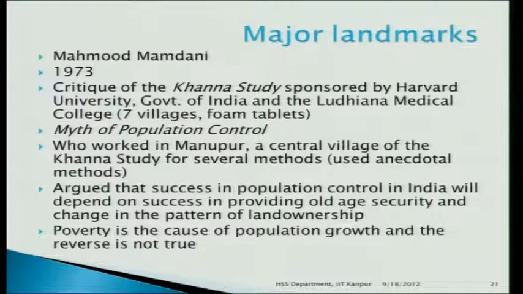Some results came and showed that with the family planning program, birth rate could decline. Now, Mahmud Mamdani conducted an ethnographic study. He worked in a village, Manupur, a central village of the Khanna study, for several months and used anecdotal methods. He argued that the findings of the Khanna study, which was based on a survey, a longitudinal study, were wrong, and that foam tablets were not properly used, and whatever reduction in growth rate had occurred was not due to use of foam tablets or family planning methods, but more because of migration.